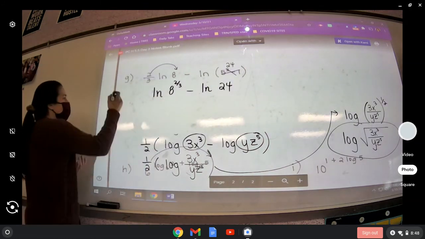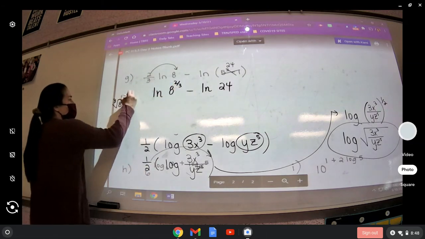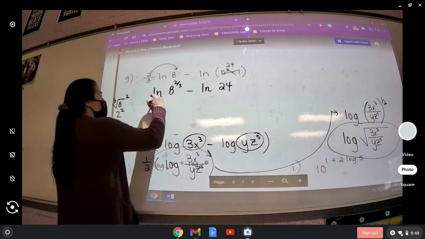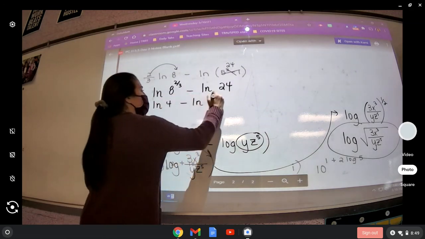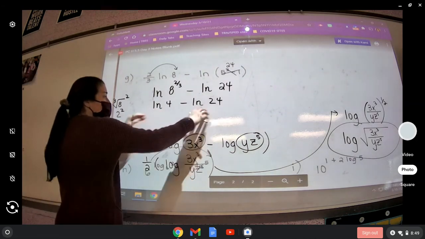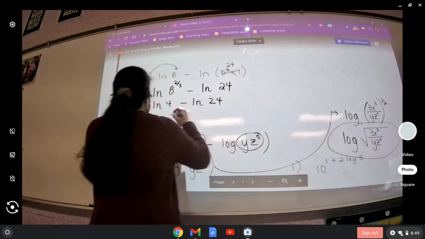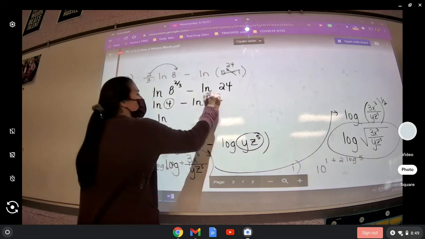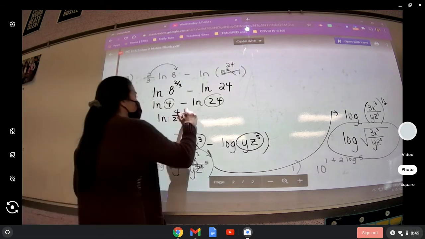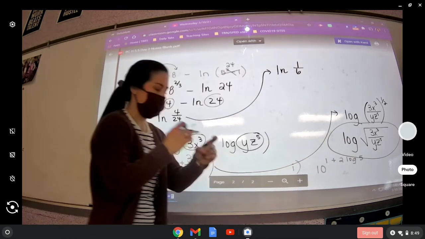Okay, well, guys, 8 to the 2/3, simplifying wise, a fractional exponent is a power over a root. That's the third root of 8 squared. The third root of 8 is 2. 2 squared is 4. That's 4. Okay, well, now I have 2 natural logs separated by subtraction. They can go back together using division now. So now it will become the natural log of this divided by that. Which, guys, that simplifies. 4 over 24 is going to become the natural log of 1/6.